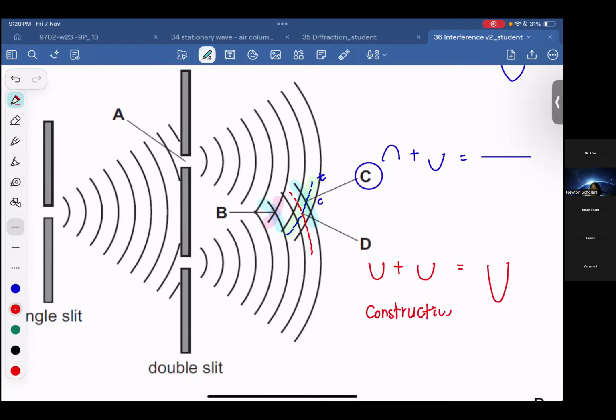Constructive. B is crest meet crest. Crest meet crest, we get a bigger crest. This is constructive. The answer should be C.